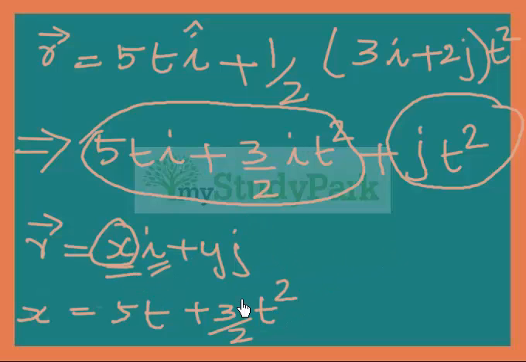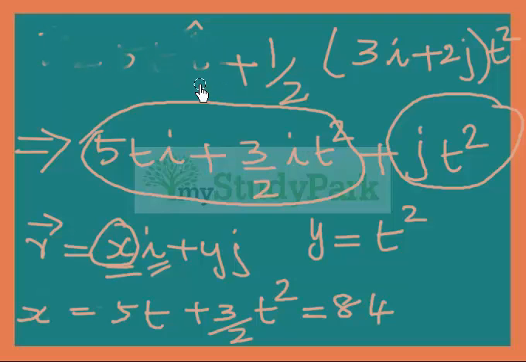And it is given that x equals 84. When x becomes 84, what is the value of y? So you can see that y equals t square. When x becomes 84, what is the value of y? So you need to find out the value of t then. That is the only way to get to know the value of y. So let us remember this equation, x equals 5t plus 3 by 2 t square. So I can probably erase this.